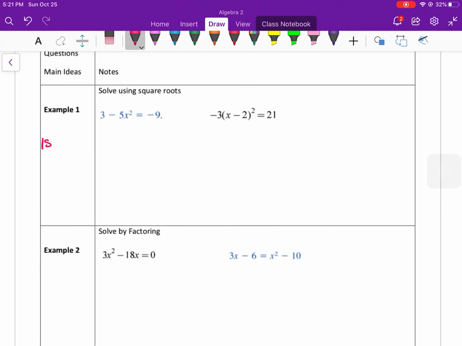Then I'm going to divide both sides by negative 5. I'm going to get x squared equals... I can't divide 12 by 5, so that's just 12/5. And then we take the square root of both sides. When you square root a fraction, you take the square root of the top and the bottom separately. So we're going to get x equals plus or minus the square root of 12 over the square root of 5.